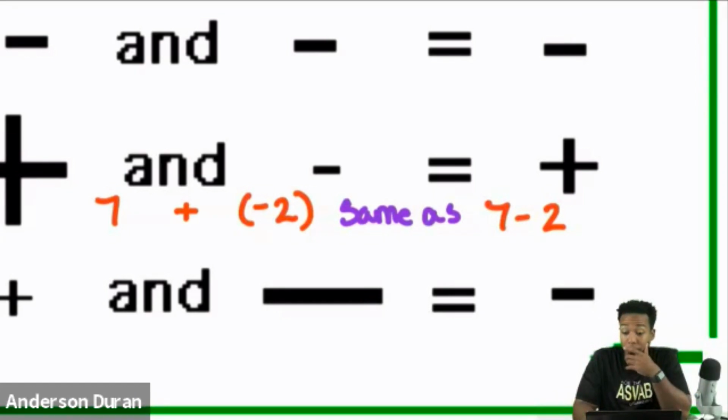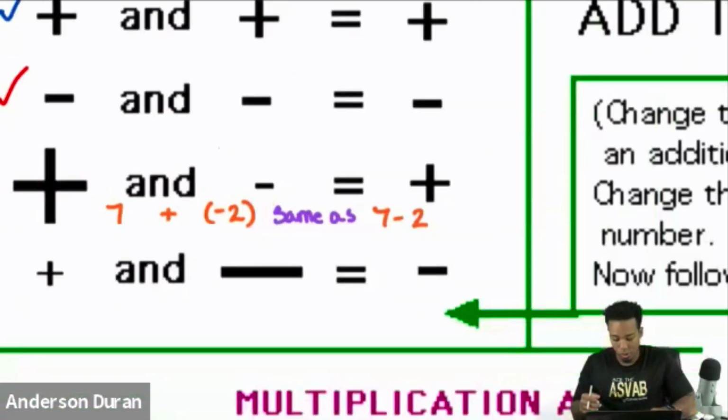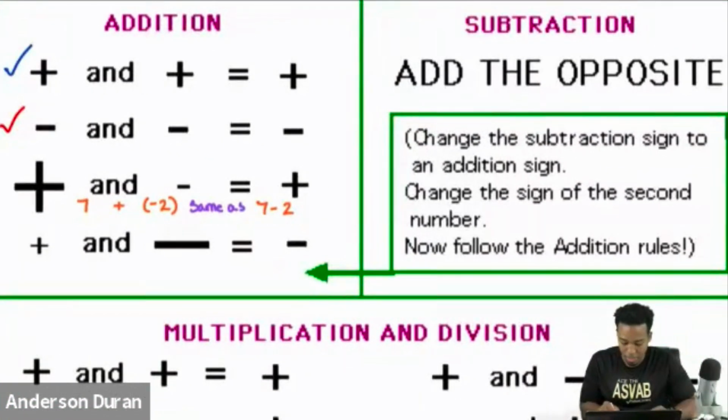Oh, wow. A lot of people here didn't quite know that. That's one thing we're going to want to make sure we're confident with. Adding a negative is the same thing as subtracting. So subtracting is the same thing as adding the opposite. That's what that means. And so over here, that's where this is shown.